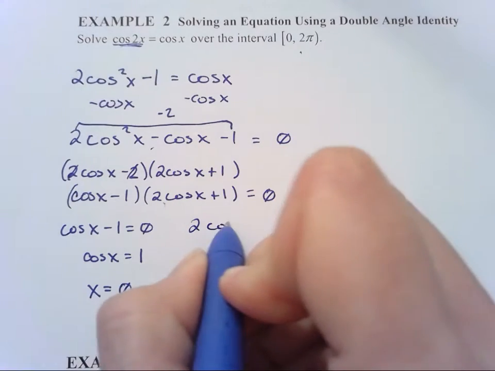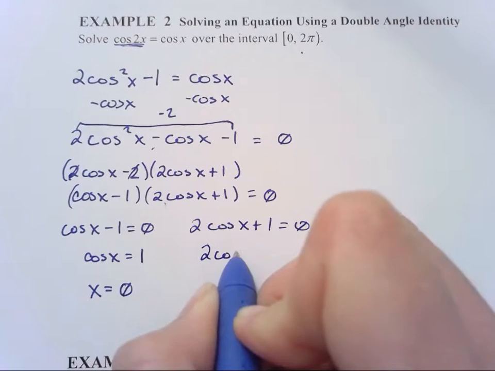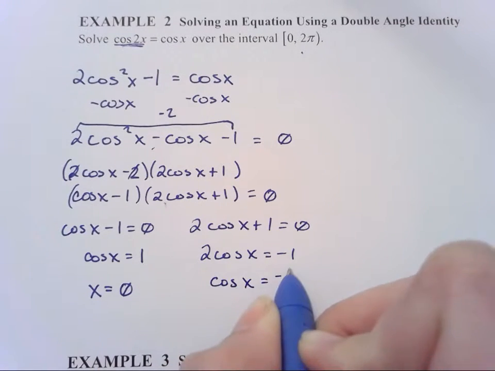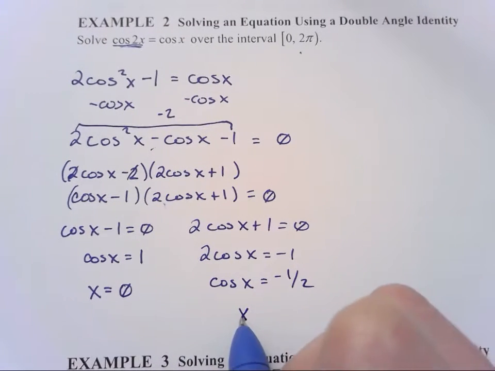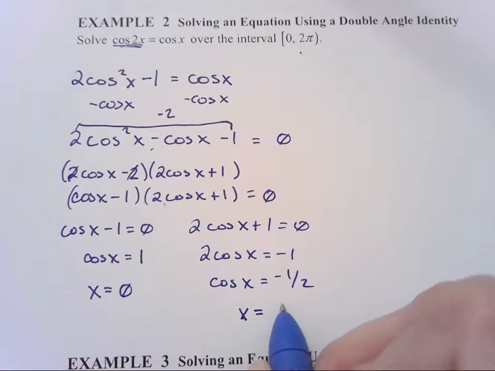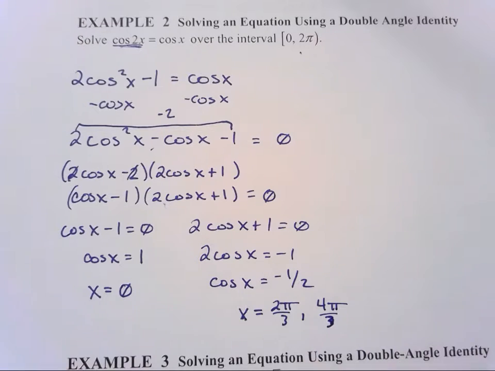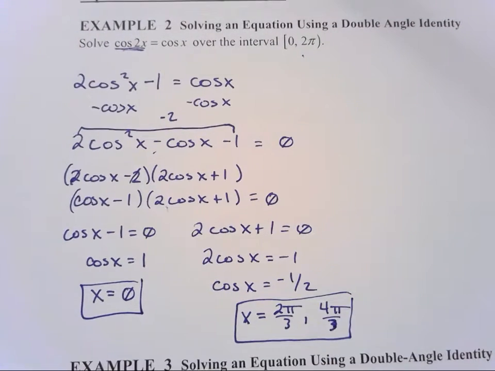Okay. This is 2 cosine x plus 1 equals 0. So 2 cosine x equals negative 1. So cosine x equals negative 1/2. The unit circle tells me that x has to be 2 pi over 3 and 4 pi over 3. So here I have 3 solutions.